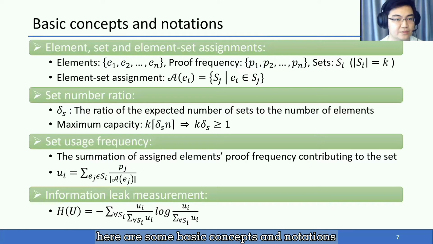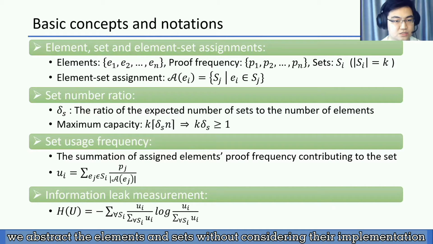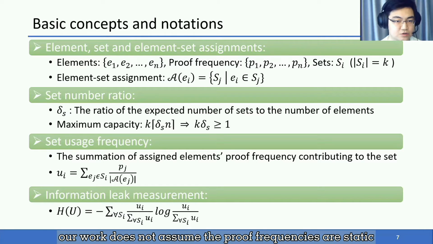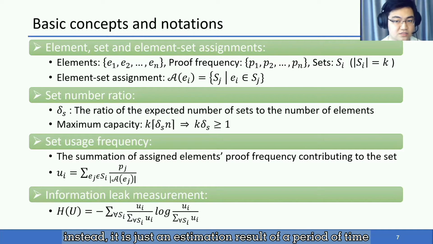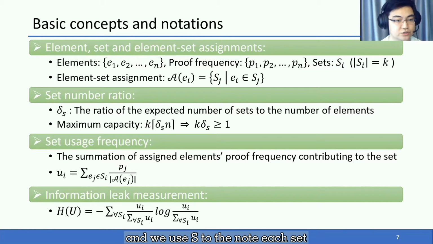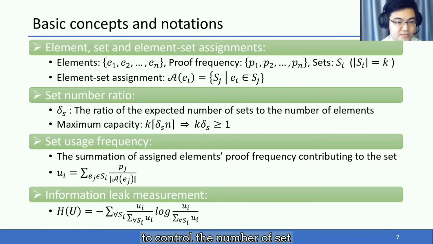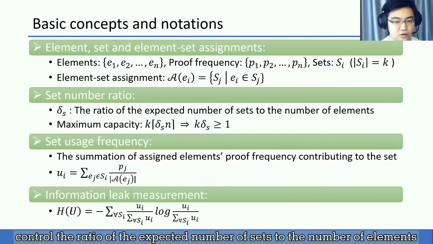Here are some basic concepts and notations to formally define our problems. We abstract the elements and sets without considering their implementations and use E and P to denote each element and its actual proof frequency. Notice that our work does not assume the proof frequency is static. Instead, it is just an estimation result of a period of time. And we use S to denote each set, which is a subset of all elements, with the fixed cardinality K. Then the element set assignment is denoted by a function of E. To control the number of sets, we use delta S to control the ratio of the expected number of sets to the number of elements.